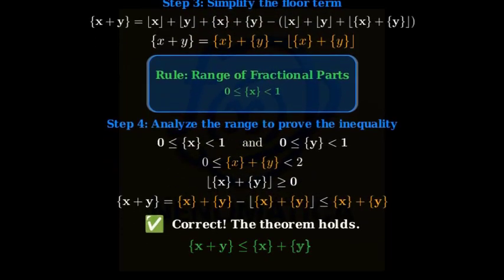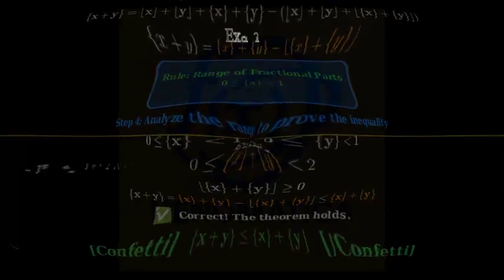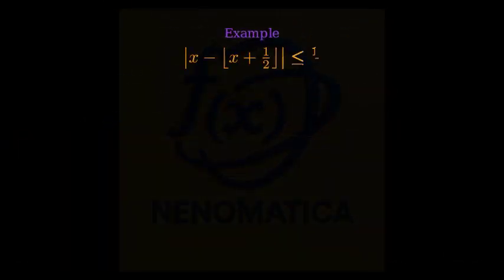Final statement in green, enclosed between the confetti tags. As required, in this example, we will prove that for every real number x, the absolute value of x minus the floor of x plus 1/2 is less than or equal to 1/2.